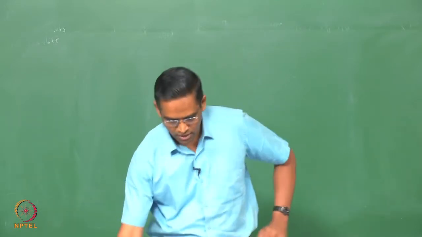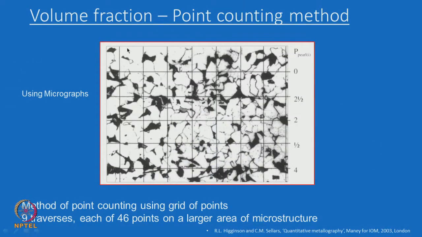Look at the slides that I have shown here. This is the same microstructure. Instead of a graticule we are now putting grid points of our choice. Here also the method is called point counting, but depending upon the size of the micrograph, you can use the traverse lines. In this particular case study 9 traverse lines were used, like what I have shown here.